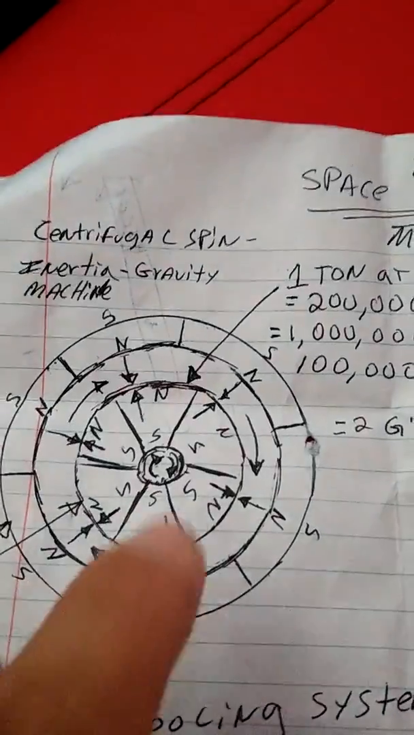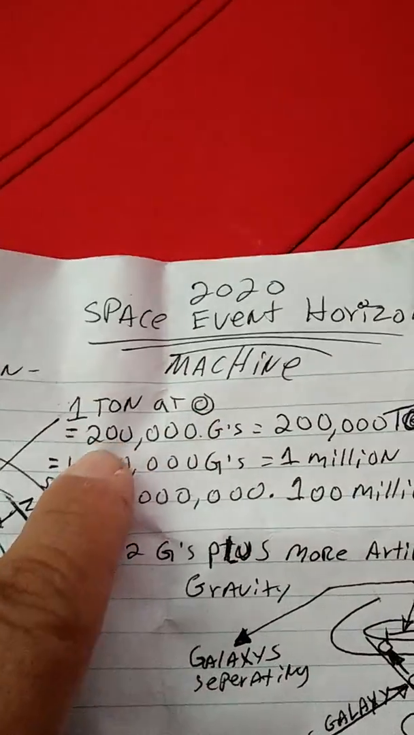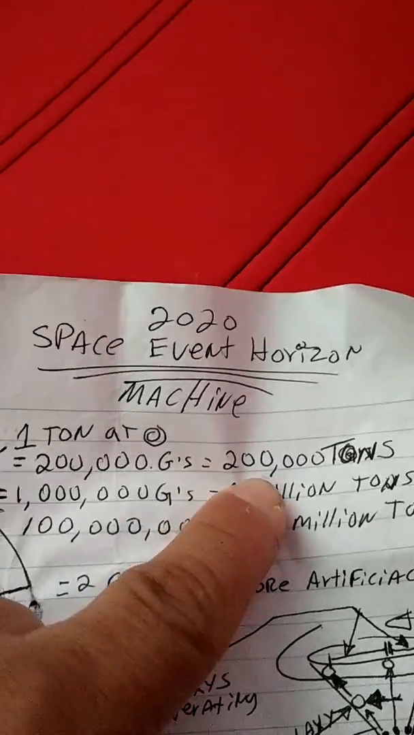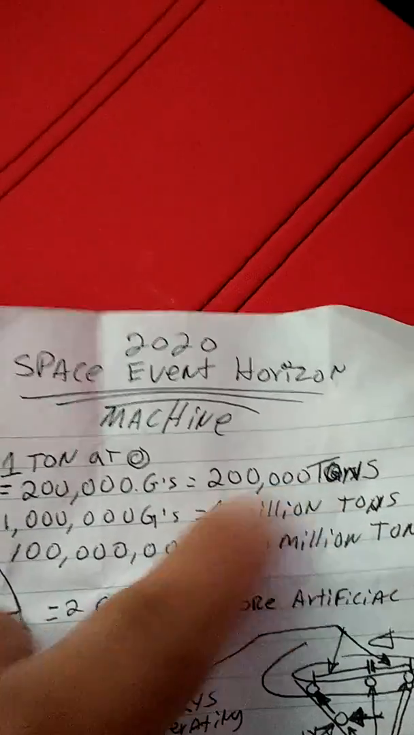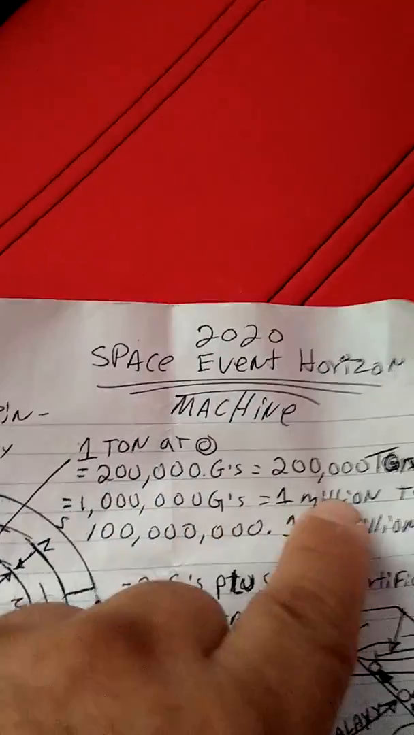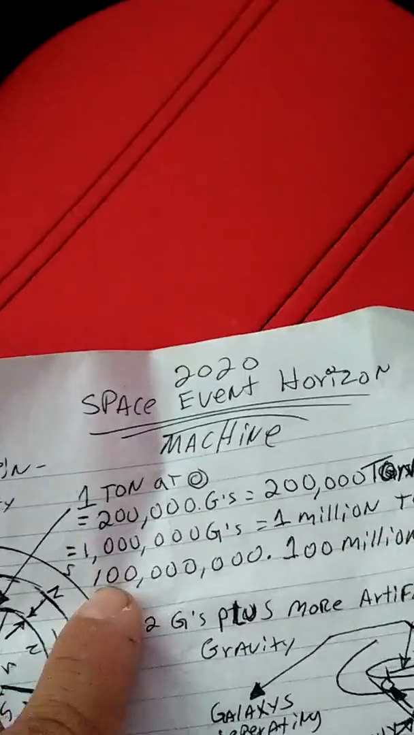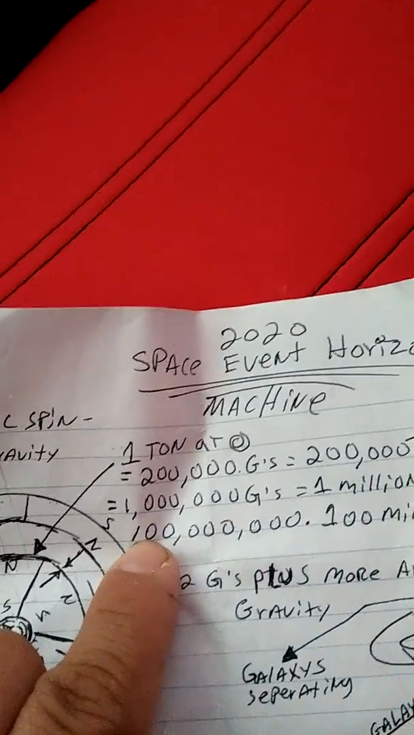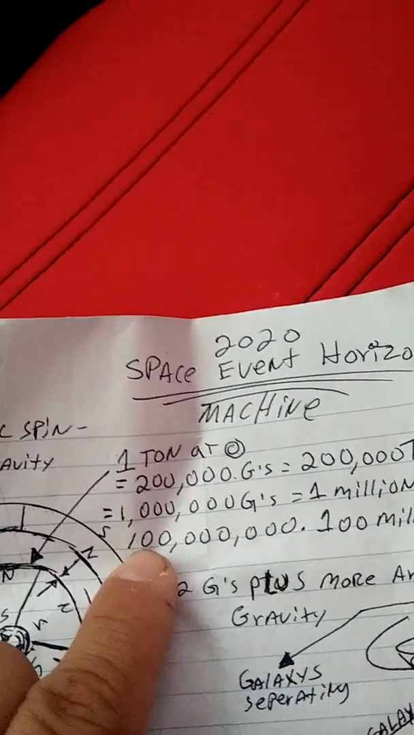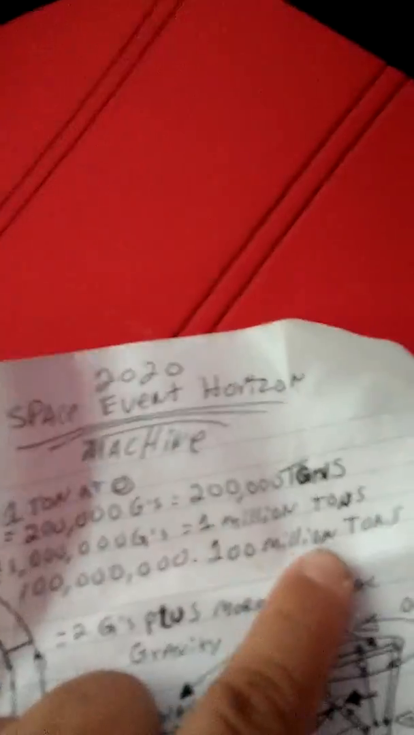Anyway, for example, 1 ton at 200,000 Gs, the 1 ton becomes 200,000 tons. Now, if this is spinning at 1 million Gs, then that 1 ton becomes 1 million tons. If this is spinning at 100 million Gs, this becomes 100 million tons.